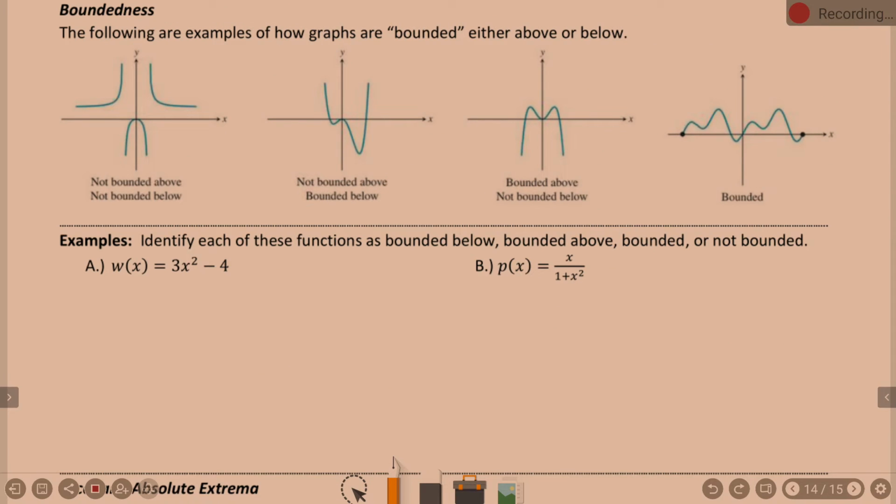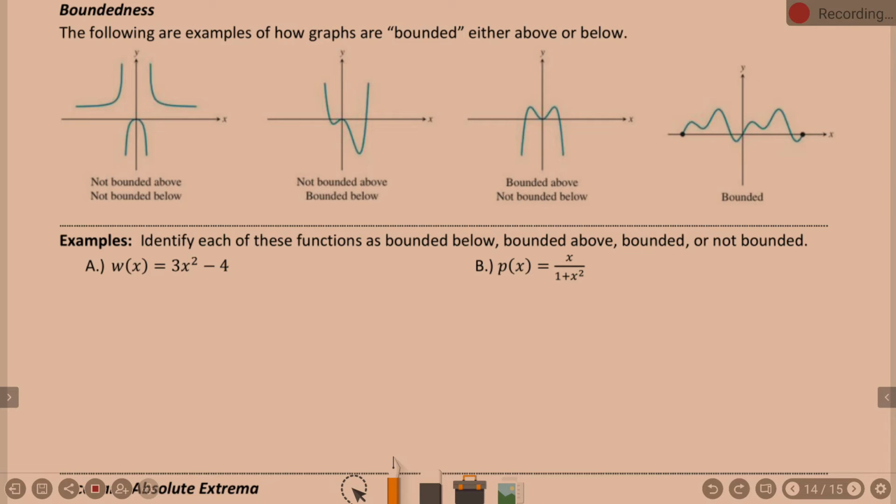Okay, so the following of these examples are visuals of how graphs are bounded. A graph can be bounded above, bounded below, bounded, which means both, or not bounded, unbounded, not bounded, I think is the word they use. Okay, I've explained some of the visuals here, and then we'll talk about these.